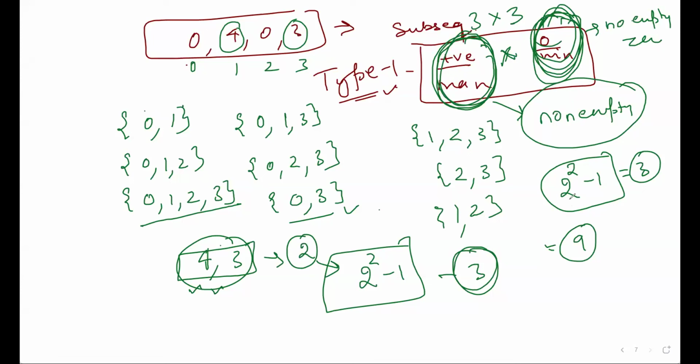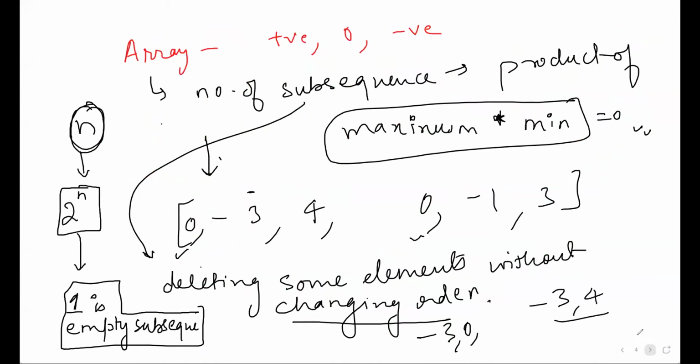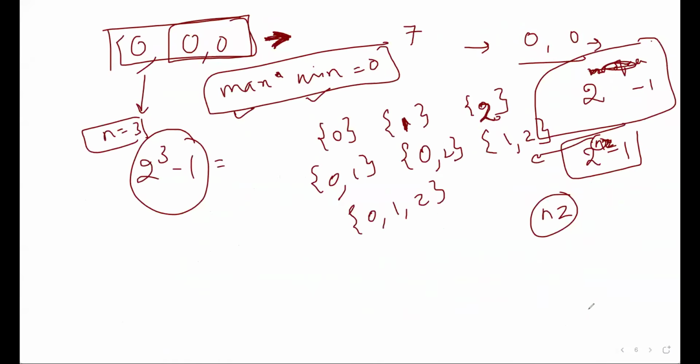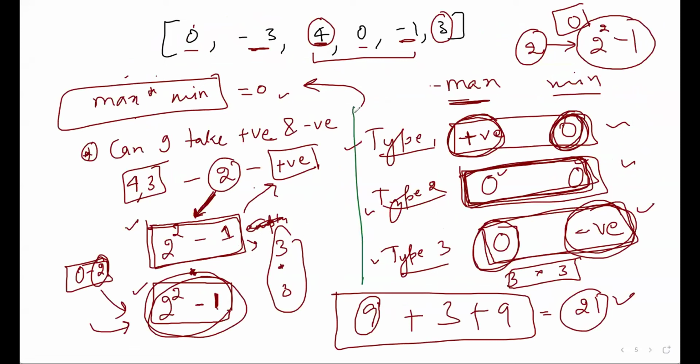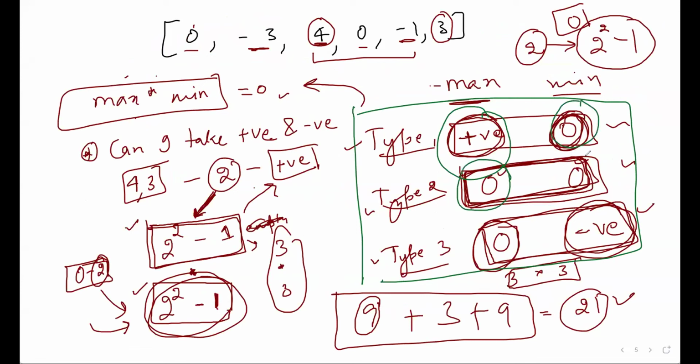Okay, I hope this is clear. Similarly, we will find for negative values also. So these are the three types, type 1, type 2 and type 3. In type 1, maximum value is positive, minimum value is 0. In type 2, maximum value is 0, minimum value is 0. In type 3, maximum value is 0 and minimum value is negative.